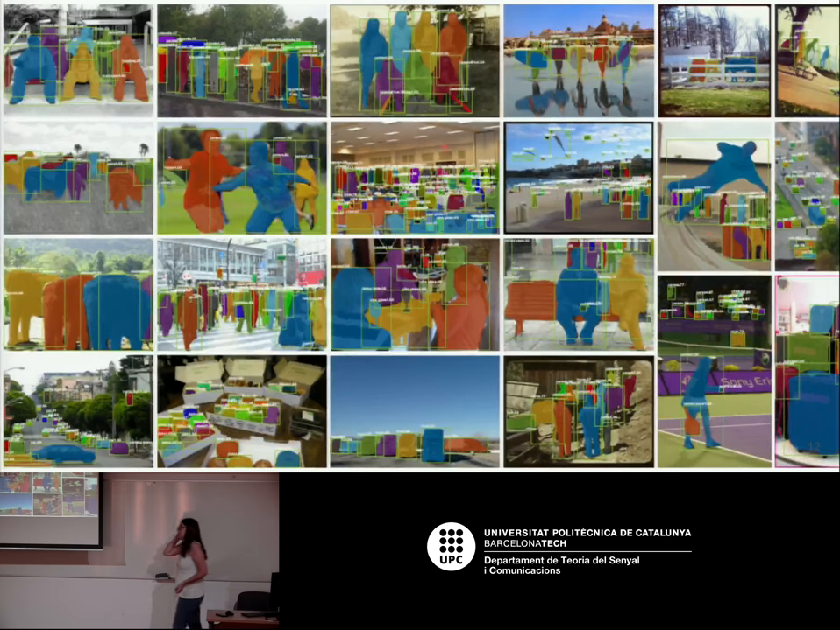So here you can see some results of Mask R-CNN. See that this does detection, so you have a bounding box around each of the objects of the scene, and also a mask. And you see that this can work very well even when there are lots of instances in the scene.